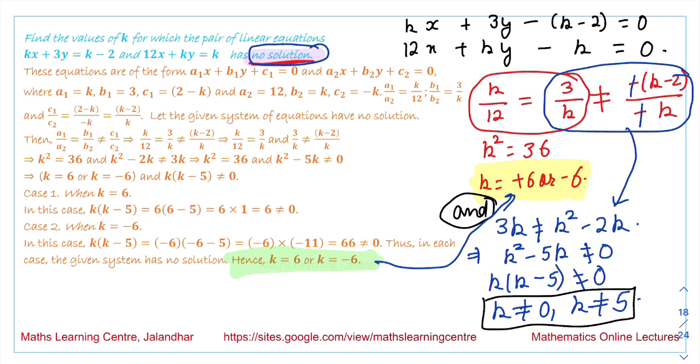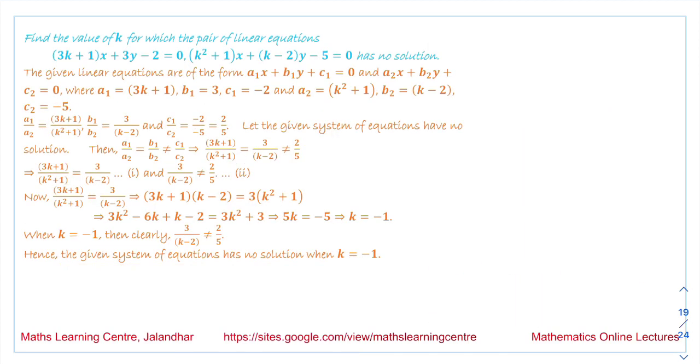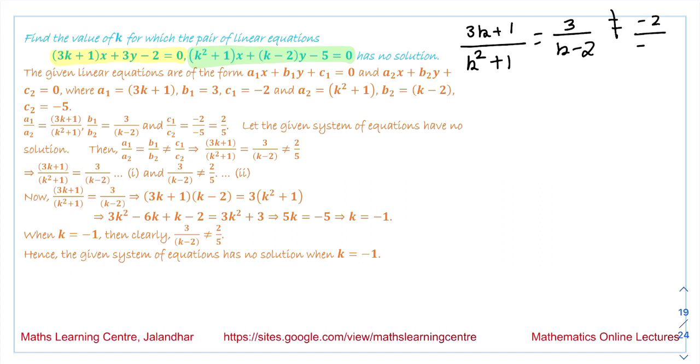Next is find the value of k for which the pair of linear equations has no solution. So these are the two equations that are given to us, and we have to find the value of k for which these equations have no solution. So we are saying 3k plus 1 over k square plus 1 should be equal to 3 over k minus 2, should not be equal to minus 2 over minus 5.